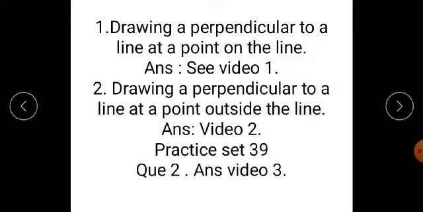Therefore students, you have to go through all these three videos for all these constructions. So you have to write down all the matter from all slides in your copy. Do the constructions for all these constructions except practice set 39. You have to write down the steps which are given in your book.